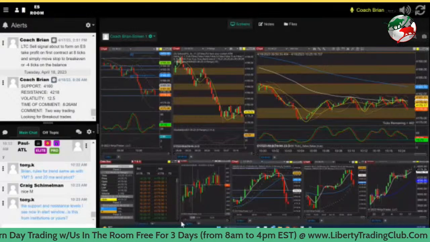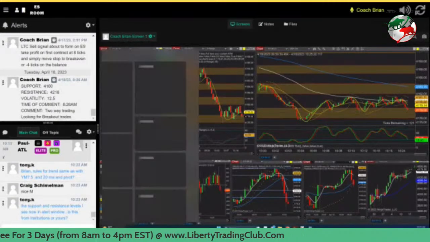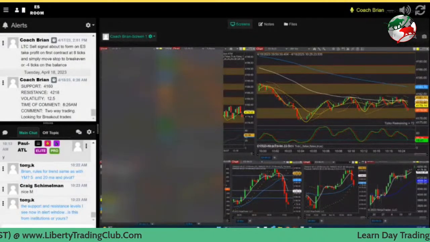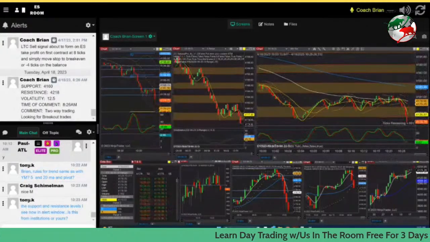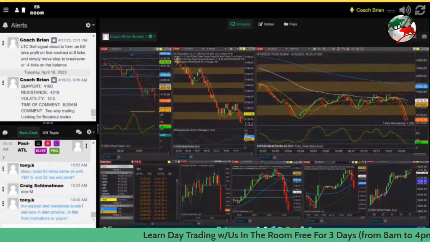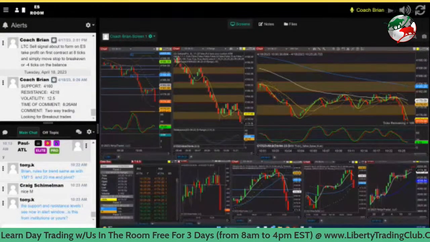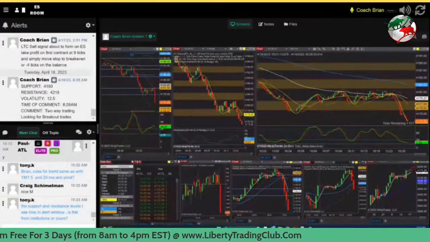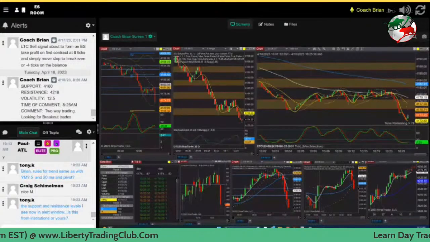Support and resistance levels. It's the equivalent of what we could have gotten from our institutional friends, and then massaged, if you will, to the ES, if that makes sense, Tony.